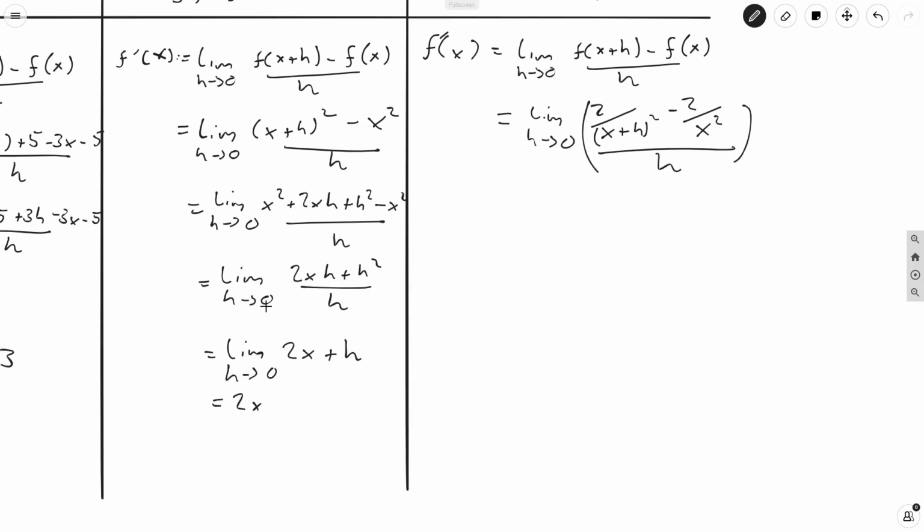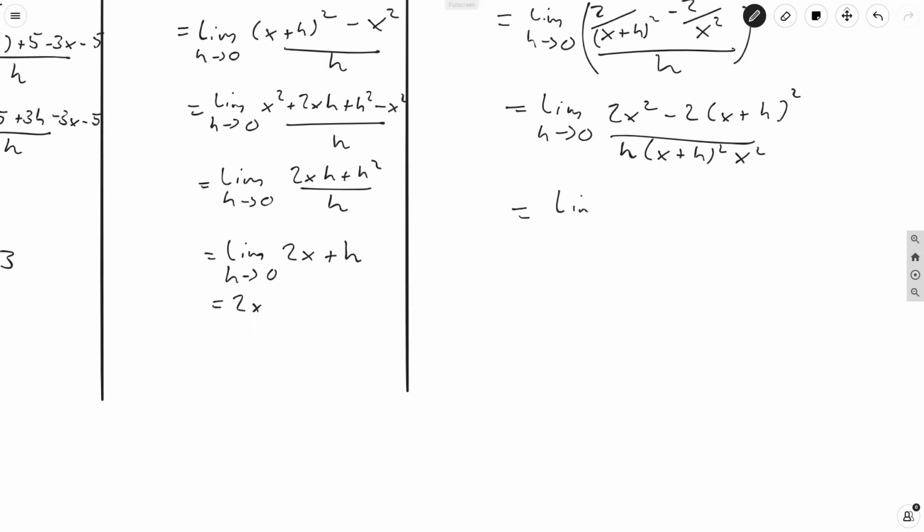To do this one now, we want to be in a position where we can cancel this h. So to do that, we're going to bring these above the line. And by that I mean we're going to multiply this entire fraction, the big one, by (x plus h) squared times x squared, okay? That will bring these to a common denominator and move the (x plus h) squared and the x squared below the line. So this is equal to the limit as h goes to 0 of, multiplying above and below, 2x squared minus 2 times (x plus h) squared, all divided by h times (x plus h) squared times x squared.